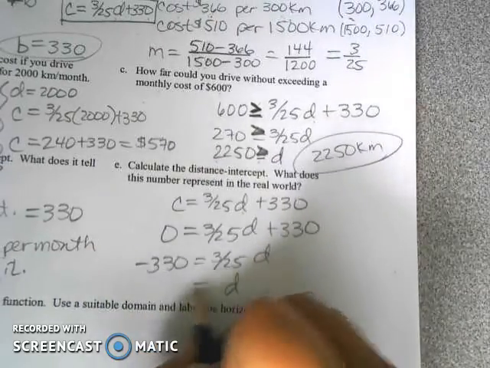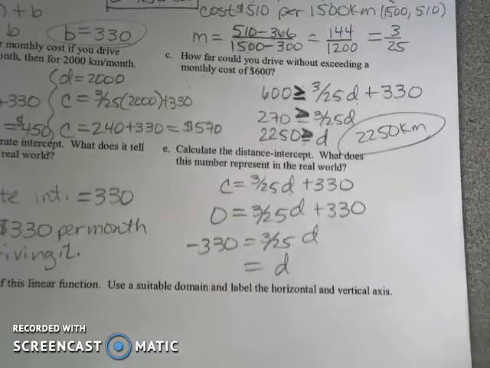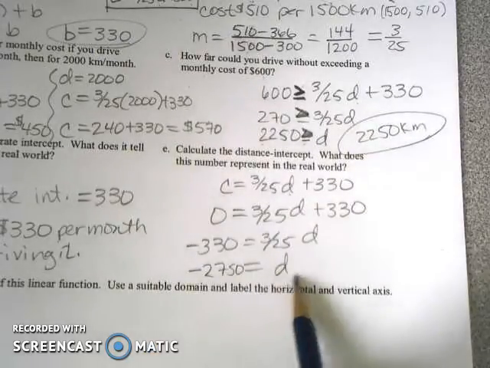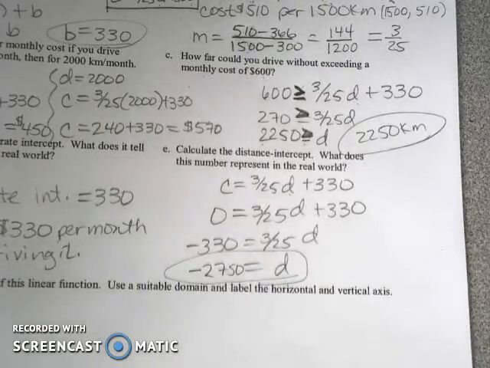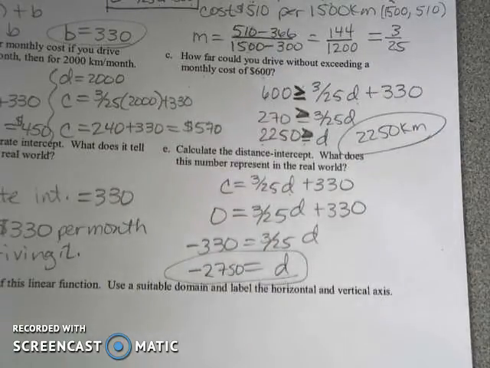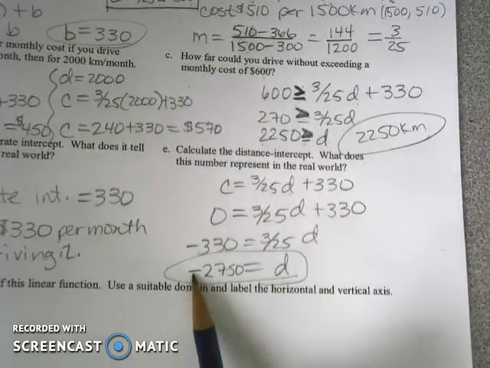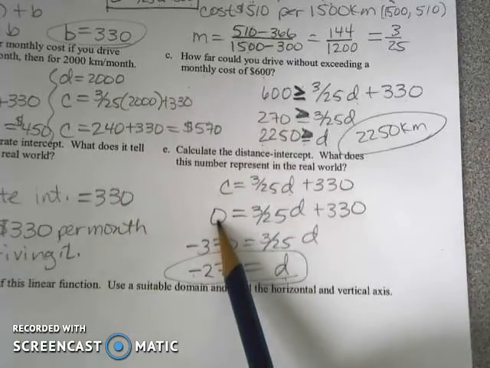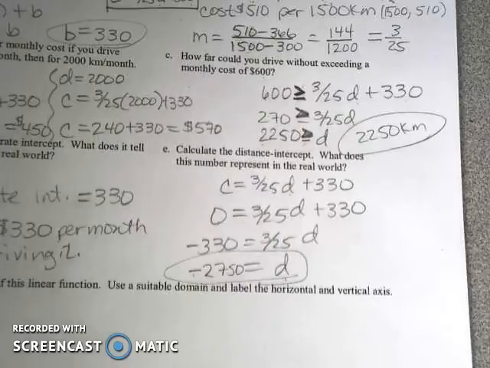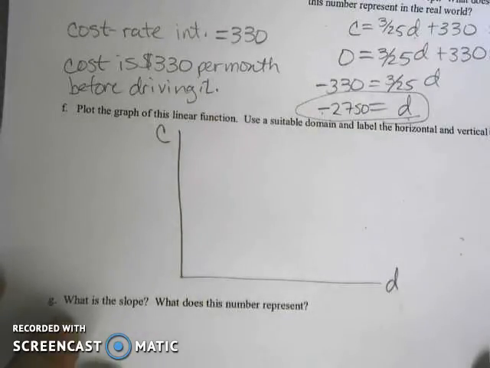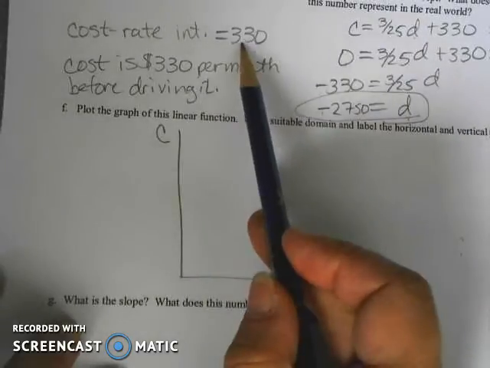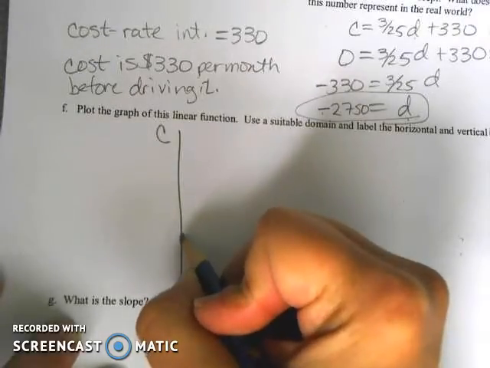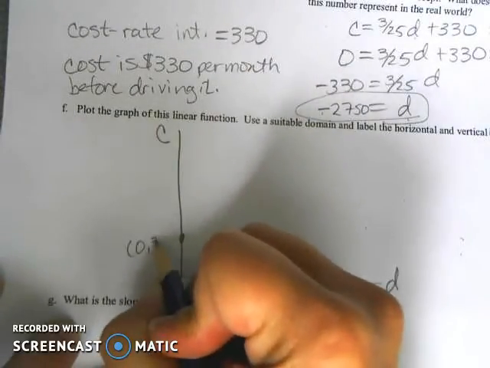Multiply by the reciprocal, and we're going to get a negative 2,750. This value indicates that there is no way to get a distance because you can't travel negative distances. There is no distance where the cost will ever equal 0 for this car. If I wanted to show this on a graph, the y-intercept point, like we said, is at 330. So the starting value is at 330. So even when the distance is 0, we have a cost of 330.